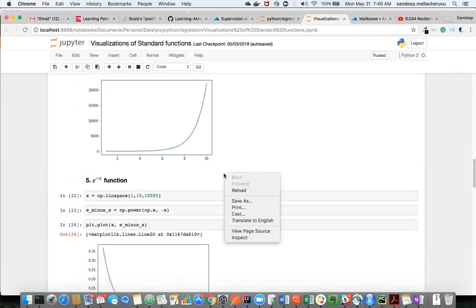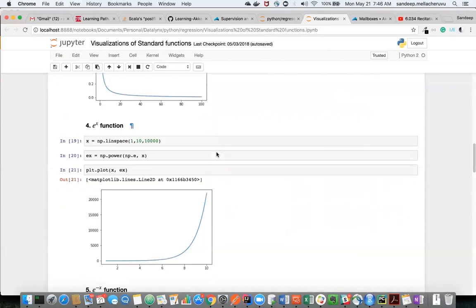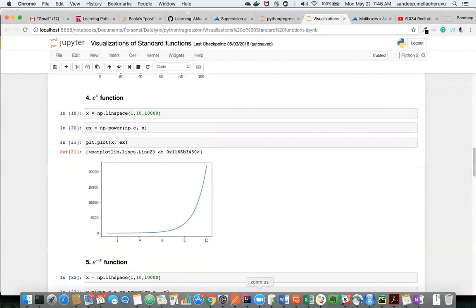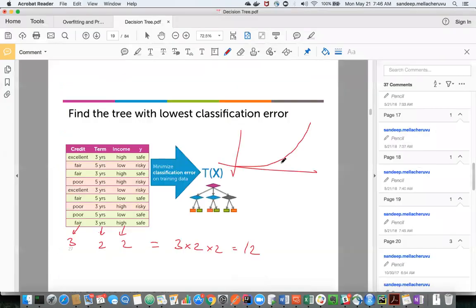visualizations of standard functions. Now, this exponential curve, you can see that it is increasing too much, which means the number of trees that you have to build grows the moment you have more variables. Here I have only 3 variables. The moment I have 4 variables, 5 variables, 6 variables, the number of trees I have to build is going to increase exponentially. And it is a problem. Why is it a problem? Because I have to build a very large number of trees.